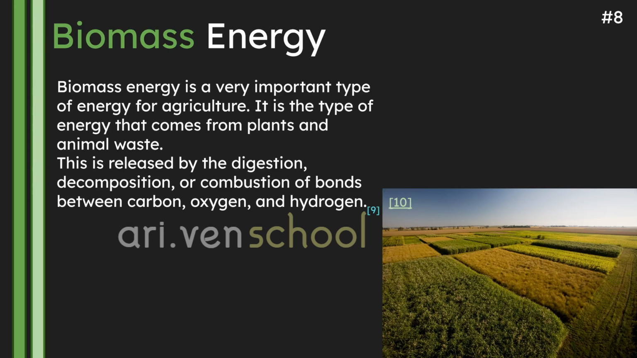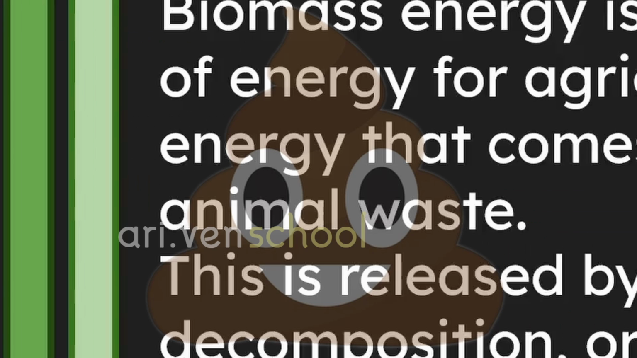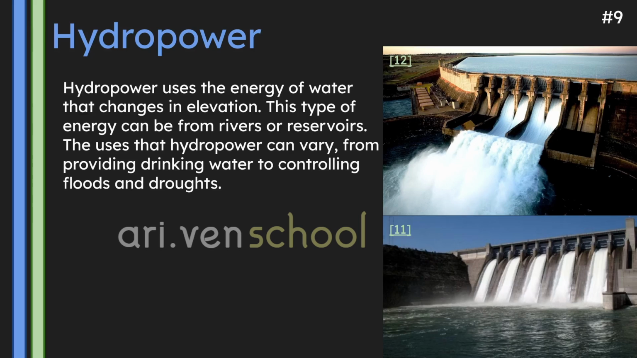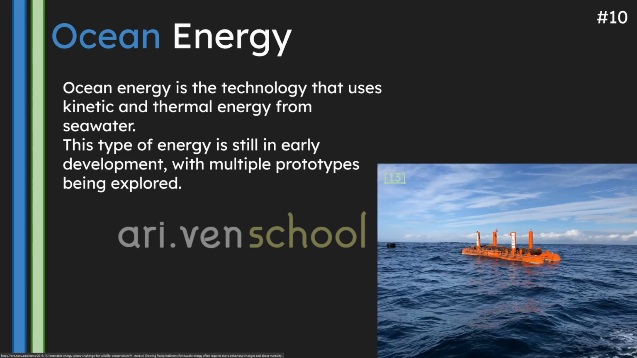Biomass energy is a very important type of energy for agriculture. It's a type of energy that comes from plants and animal waste. This is released by the digestion, decomposition, or combustion of bonds between carbon, hydrogen, and oxygen. This type of energy will be important for later. Hydropower uses the energy of water that changes in elevation. This type of energy can be harnessed from rivers or reservoirs. The uses of hydropower can vary from providing drinking water to controlling floods and droughts. Ocean energy is the type of technology that uses kinetic and thermal energy from seawater. This type of energy is still in early development, with multiple prototypes still being explored.